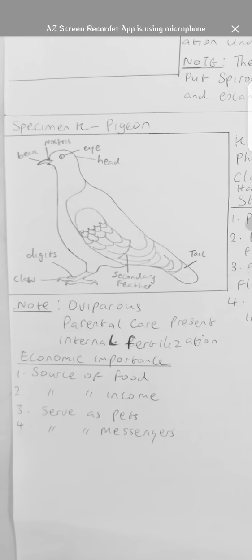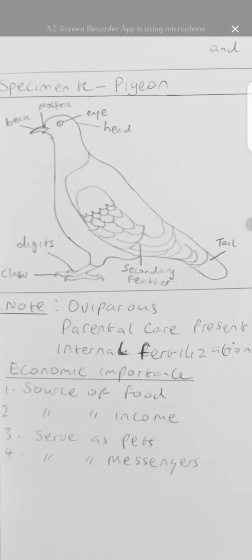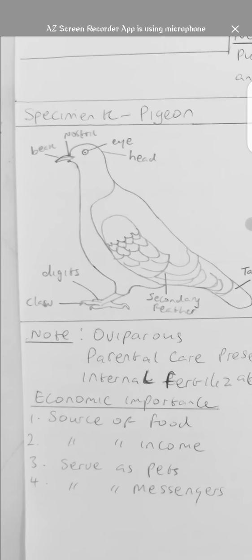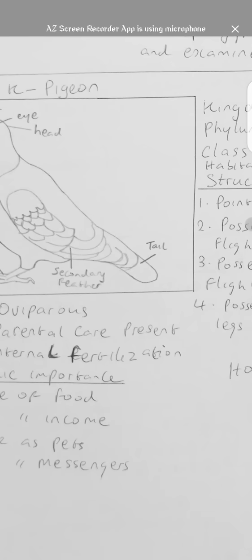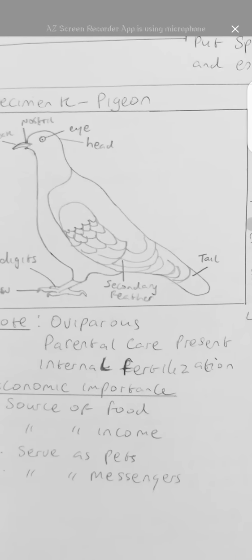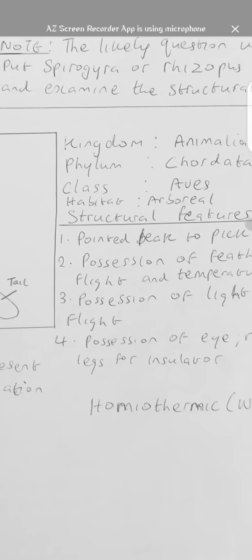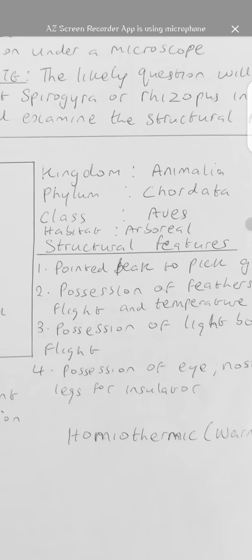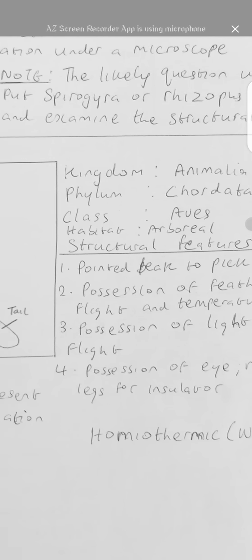So we move to the next one, specimen K, pigeon. This is a diagram of a bird, pigeon bird. Basic labeling: the beak, the nostril, the eye, the head, the digit, the claw, the feathers, and the tail. Okay. So the kingdom, Animalia. The phylum is Chordata. That is a vertebrate. It has a backbone. The class is Aves. Habitat, arboreal. That's tree.